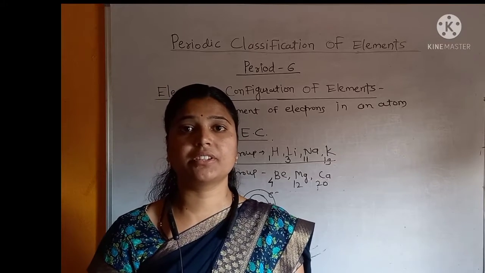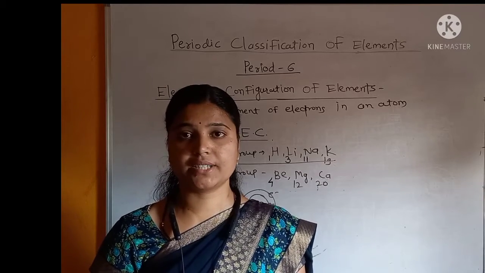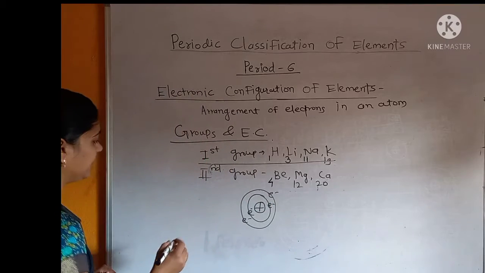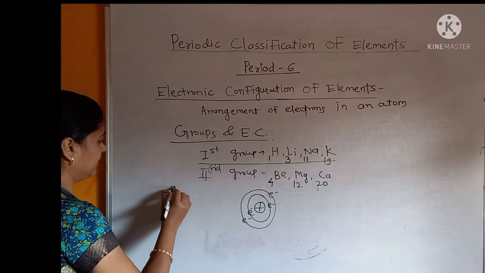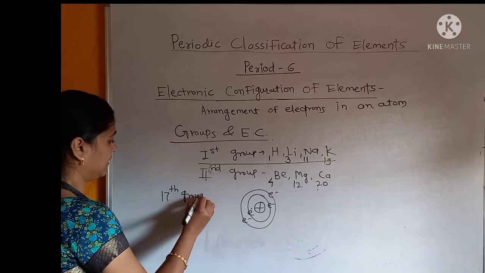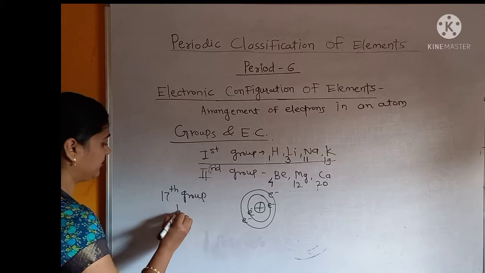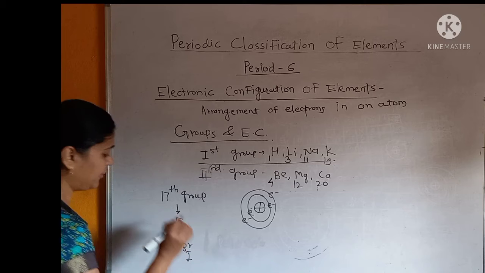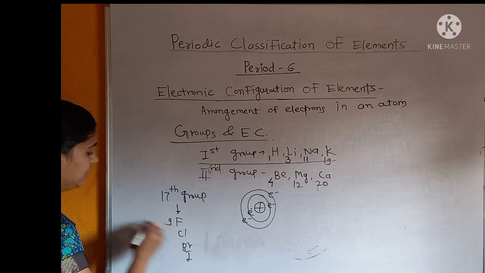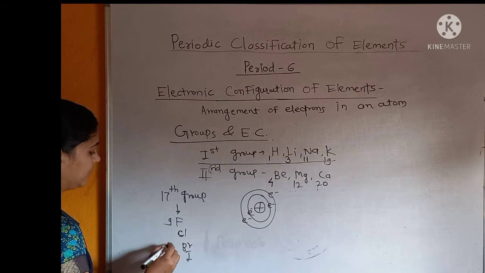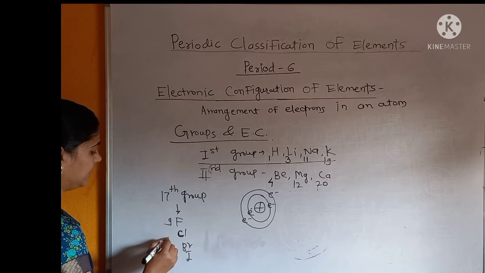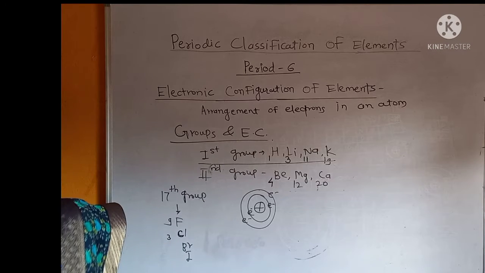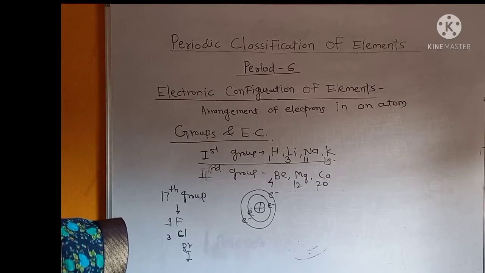Similarly, the halogens are the 17th group elements, which are fluorine, chlorine, bromine and iodine. The atomic number of fluorine is 9. The atomic number of chlorine is, not 35, it is 17.